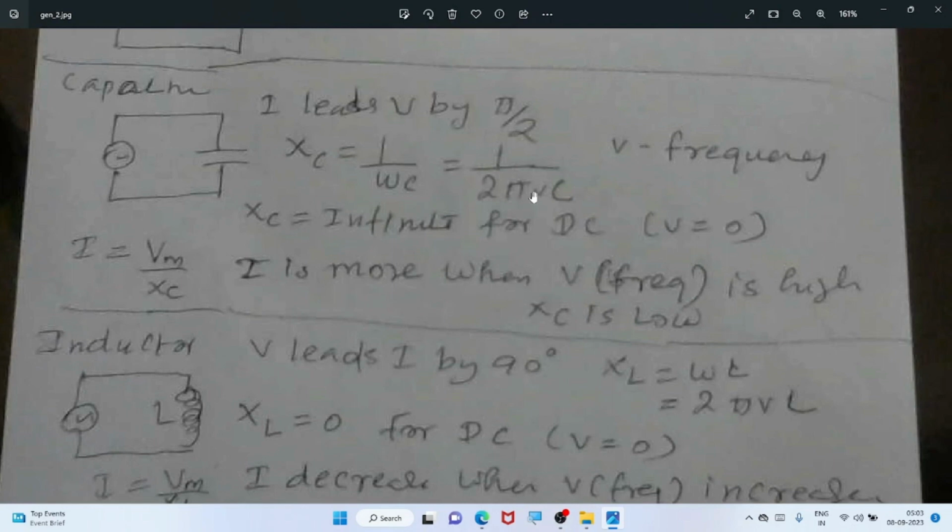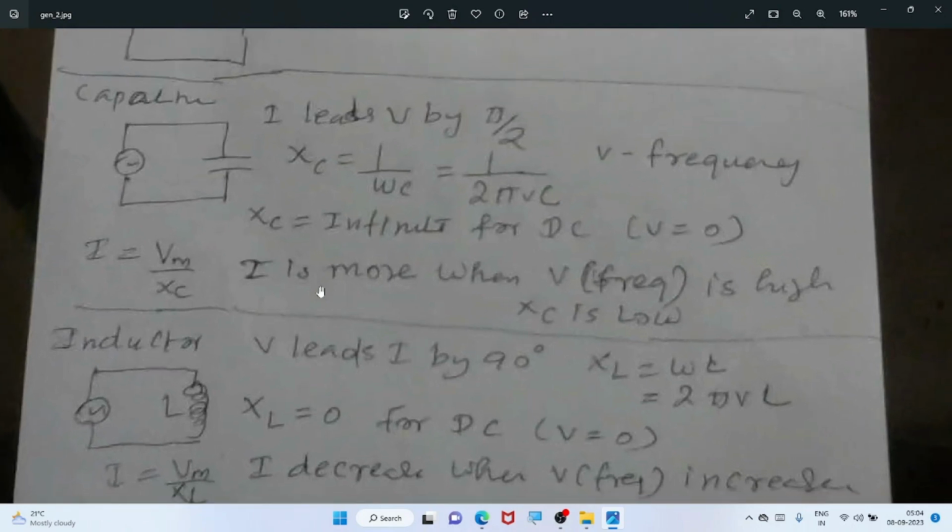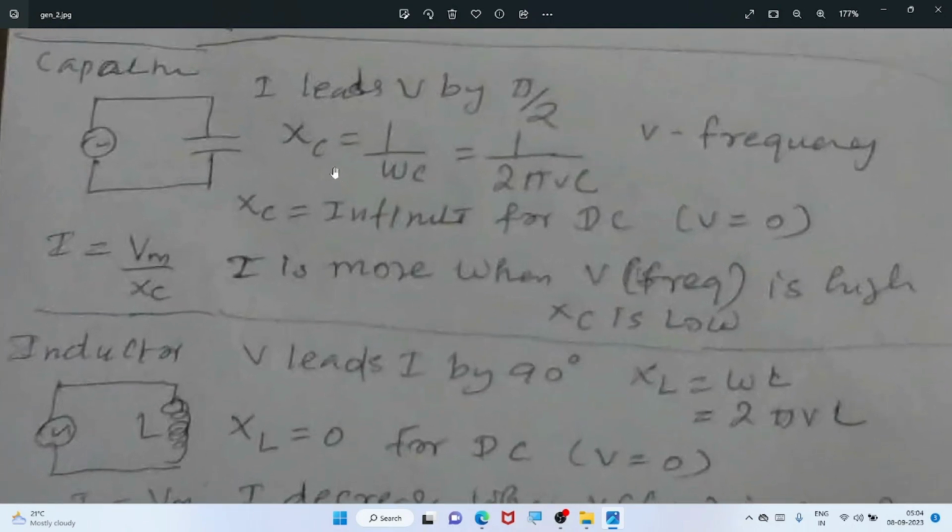When you increase the frequency, what will happen? This term will be more. So 1 by anything more means Xc will be less. When Xc is less, the current will be more. Okay, I increases when frequency is high. Frequency is high means Xc is low.